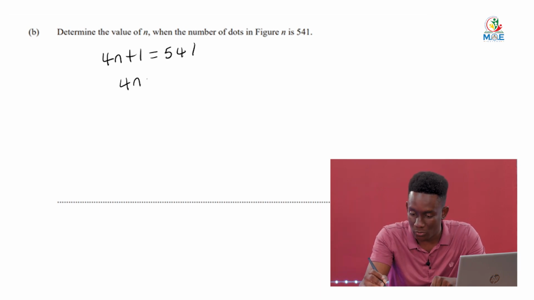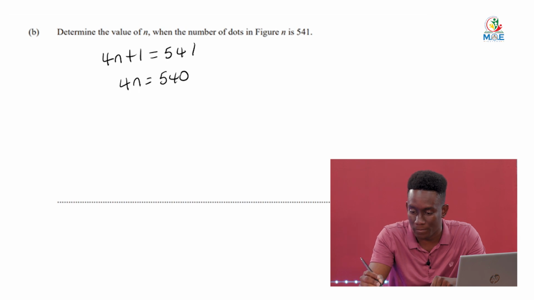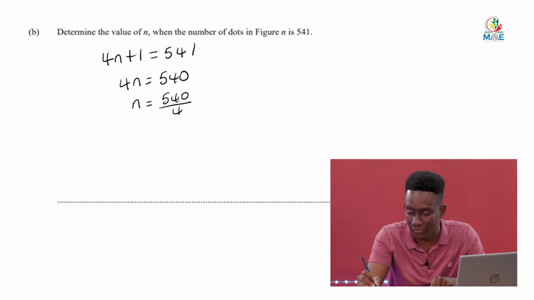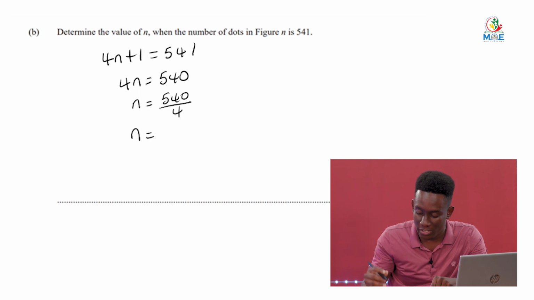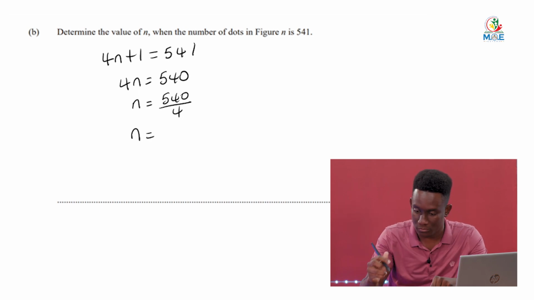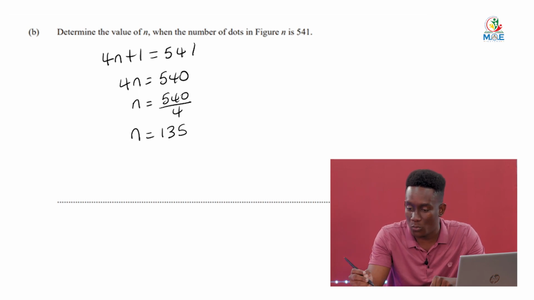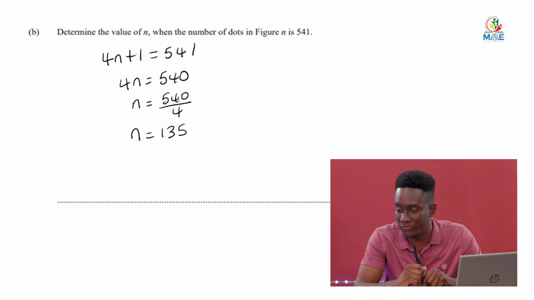So 4n would be equal to, so this 1 is added, and we take it over, subtract. So 541, subtract 1 would be 540. So 4 multiplied by n is equal to 540. So n would be equal to 540 divided by 4. So n would therefore be equal to 135. So the value of n when the number of dots in figure n is equal to 541 is 135.